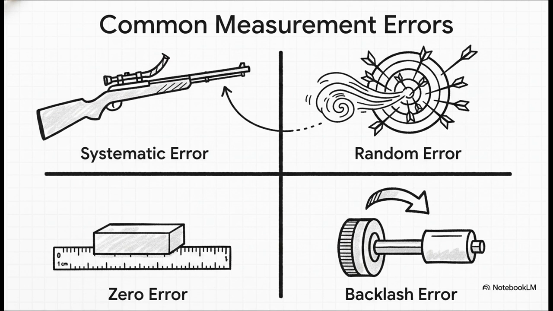And 2 big ones to watch out for in the lab. Always check for a 0 error. Make sure your instrument reads 0 when it should be 0. And with tools that use a screw, like a screw gauge, you have to watch out for backlash error. It's like a little bit of slack in the threads. Pro tip, always make your final turn in the same direction to keep the threads tight. That'll give you a much more reliable reading.